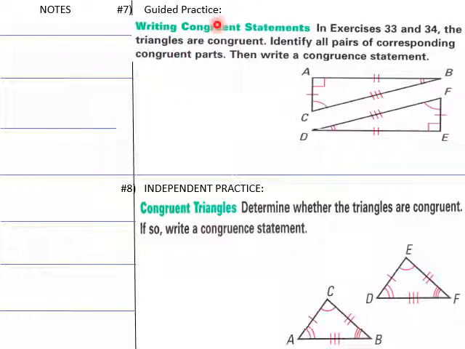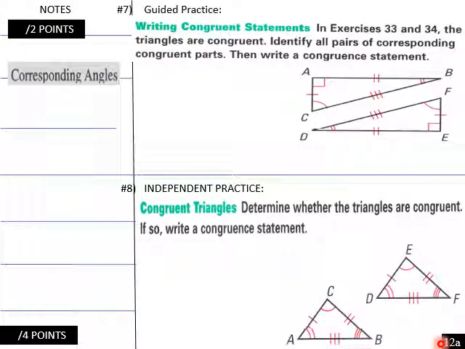Guided practice, writing congruent statements. The triangles are congruent. Identify all pairs of corresponding congruent parts and write a congruent statement. Determine whether the triangles are congruent. If so, write a congruent statement. Students, this is on you. This is your independent practice. Teachers, give your students 3-4 minutes to do this.